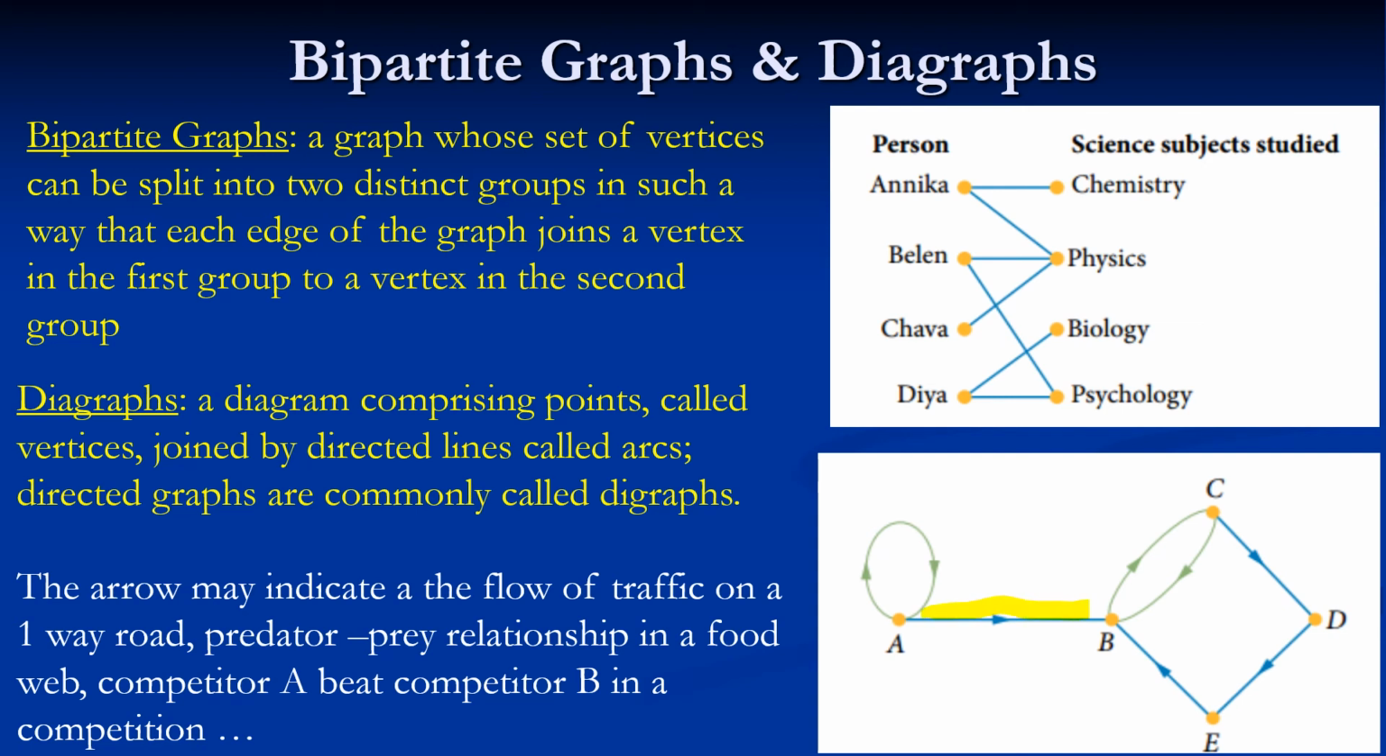A digraph, you can see here, has a direction. So it has a diagram comprising of points called the vertices, joined by directed lines. Now we're calling them arcs because we have a direction, and we can call directed graphs digraphs. Now the arrow may indicate, for example, the flow of traffic on a one-way street, a predator-prey relationship. So an eagle might eat a snake, for example, which then eats something else. Or a competition, so competitor A beat competitor B in a competition.